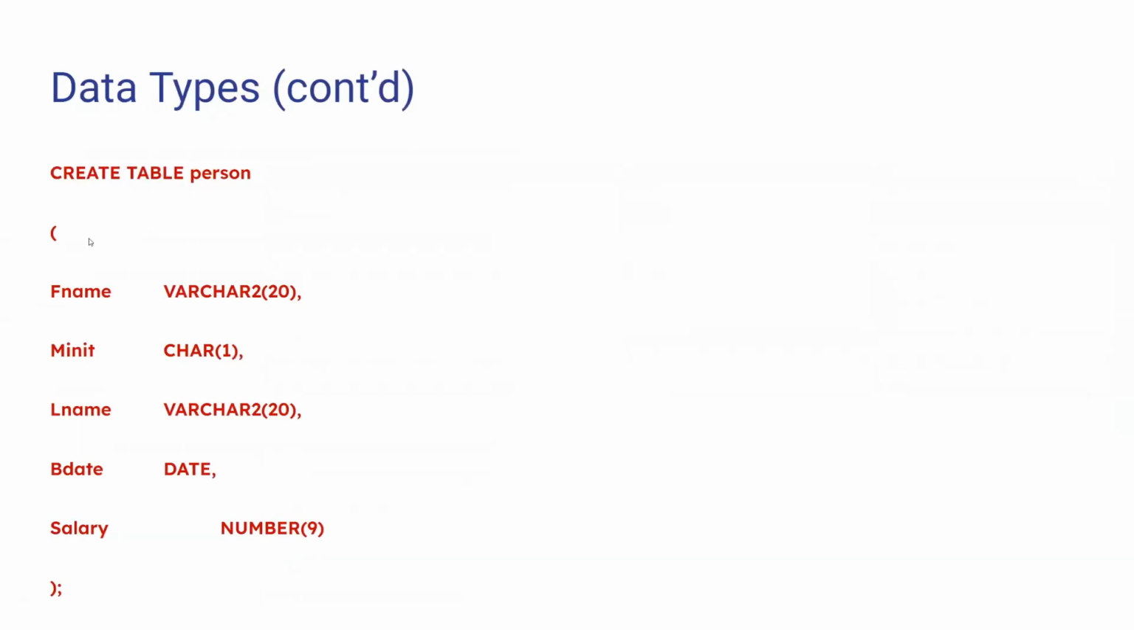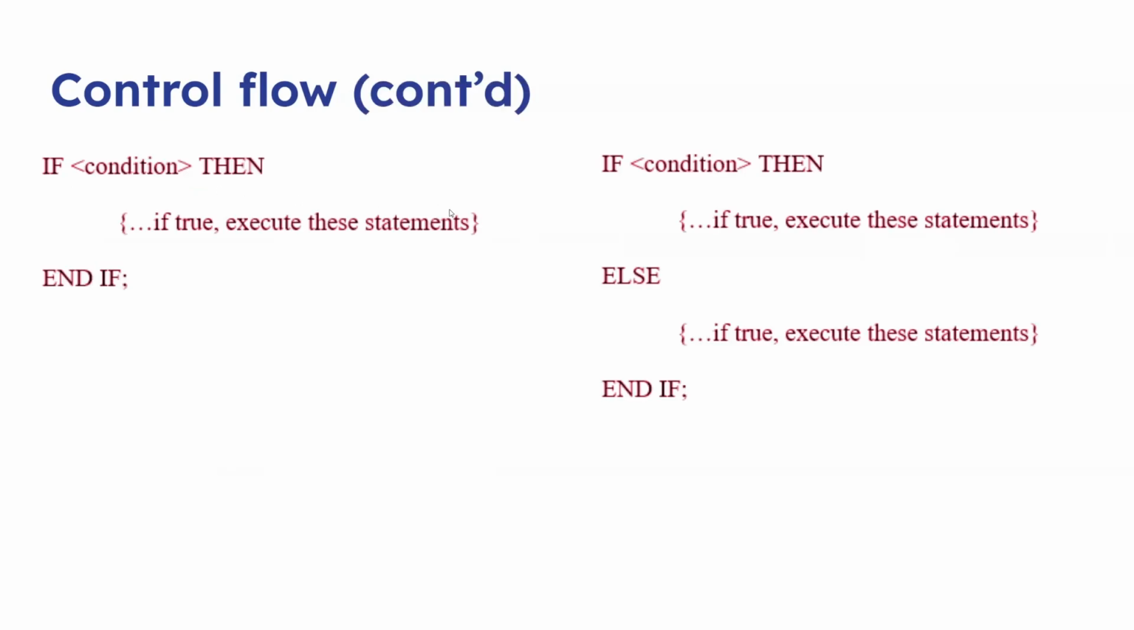Here's just an example table showing some of the data types. Realize that there's not a primary key for this table, and that's just for the sake of brevity. And then onto the control flow, the if statement.